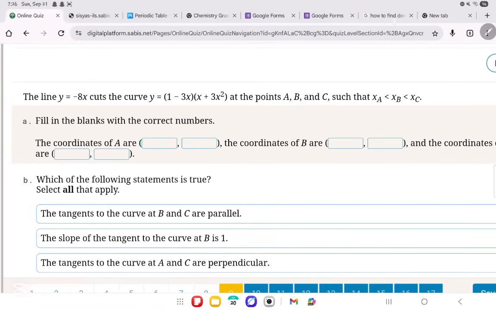Very important question. The line y equals minus 8x cuts the curve at the points A, B, and C, such as blah, blah, blah. They want us to find what? The coordinates of the points of intersection. So first of all, when we find the points of intersection, we are supposed to follow this rule, where we do the equation of the curve minus the equation of the line that's intersecting it. So in this scenario, the equation of the curve, you need to expand it.